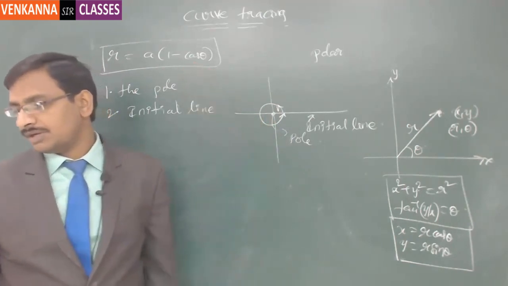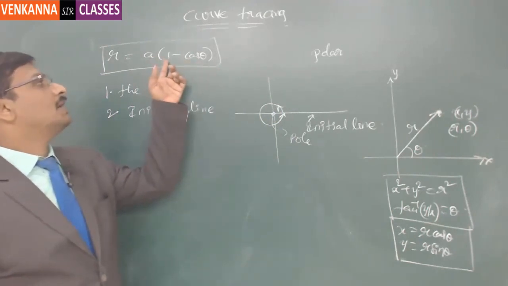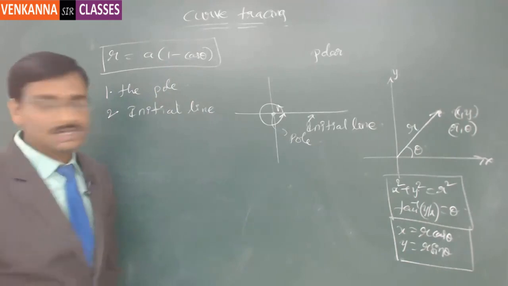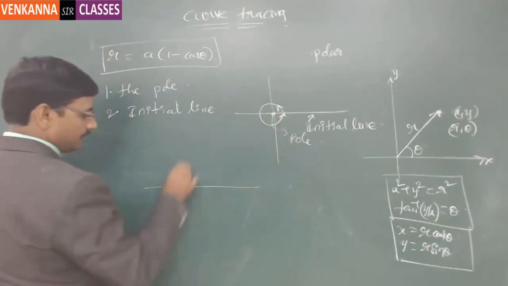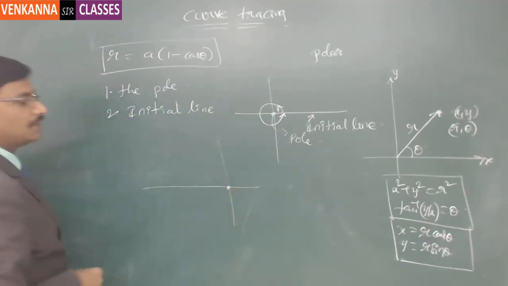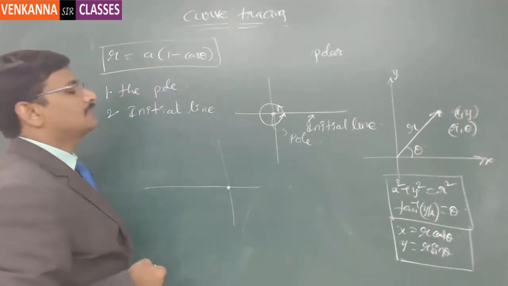Got it? Now here at theta equal to 0, I have got the value a into 1 minus 1, which is equal to 0. That means the radius value is 0 at theta equal to 0. I'll just draw the line here. So this point is 1 radius. Now I calculate at theta equal to pi by 6, that is at 30 degrees.